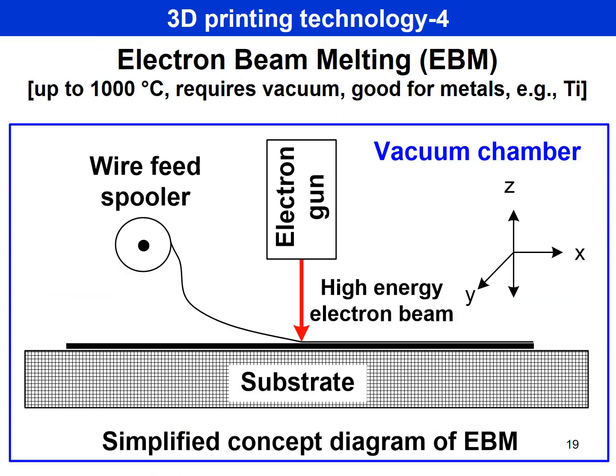There is electron beam melting. It can melt materials, reaching temperatures up to 1,000 degrees, but it requires a vacuum and is good for metals such as titanium. So there is an electron gun here, there's a wire feed spooler, so it comes in here, and the substrate is moving in the XYZ direction, and the electron beam would melt the material, and when it cools, it solidifies, and it builds the desired structure.